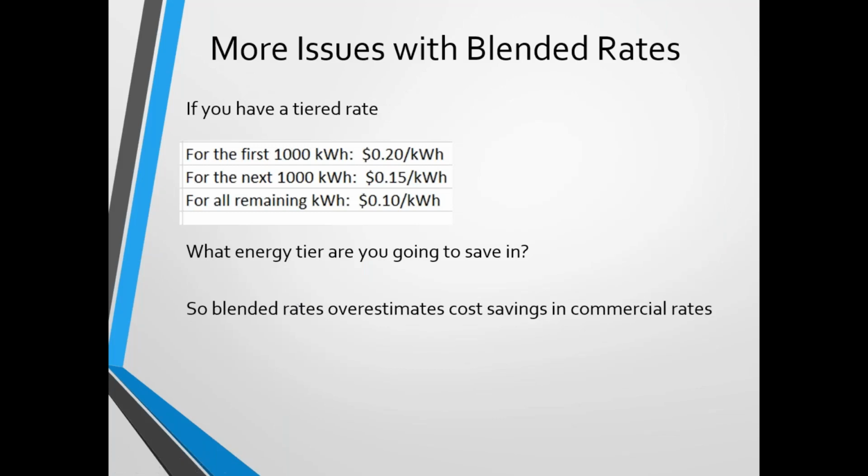So, okay, blended rates. More issues. If you've got a tiered rate, which I mentioned before, which energy tier are you going to save in? Well, you're probably going to save in this last one. That's what I was mentioning before with called marginal rates. So what you might choose to do if you had a simple Excel calculation is just use marginal rates instead of a blended rate. Let's say your blended might be something like 12 cents per kilowatt hour. But instead, what you could use is the marginal rate, which is this one, 10 cents a kilowatt hour, because that's where all the savings is coming from. None of it's coming from here or there.